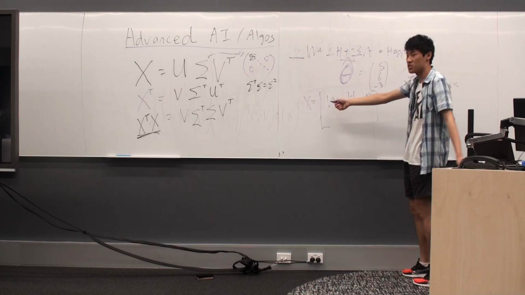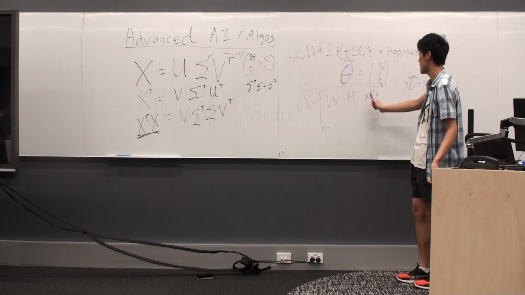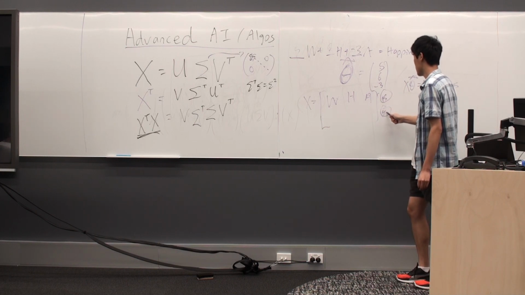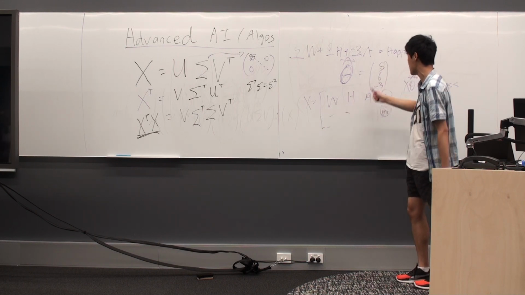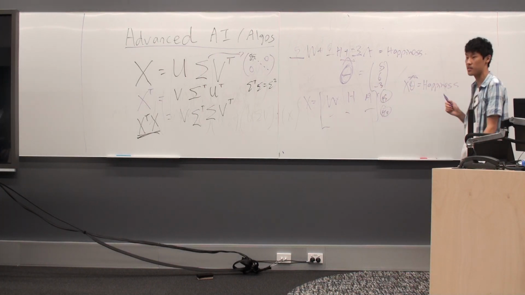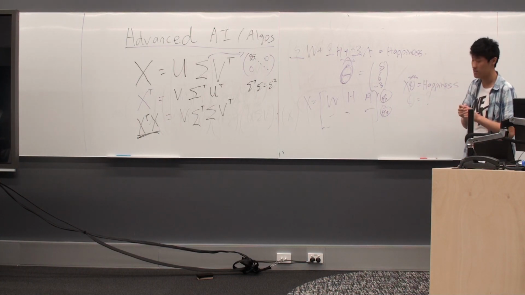So remember, weight times 5 plus height times 6 plus age times -3 is equal to happiness 1. Happiness 2 is equal to this times that plus this times that plus this times that. So this is actually correct: X theta is equal to happiness. So the question is, what is theta? How do we actually find theta?